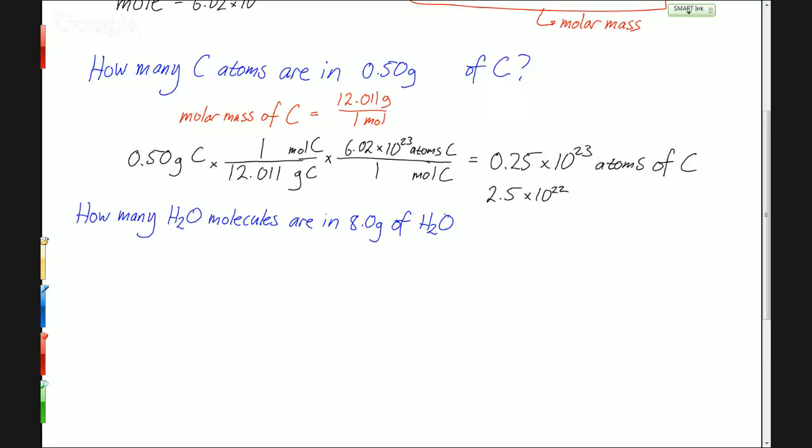So how do you think we figure out the molar mass of a whole molecule? You add the masses together. So the molar mass of water is going to be the mass of 2 hydrogens and an oxygen all together. That's going to be 1.0 plus 1.0 plus 16, which is 18 grams per mole.